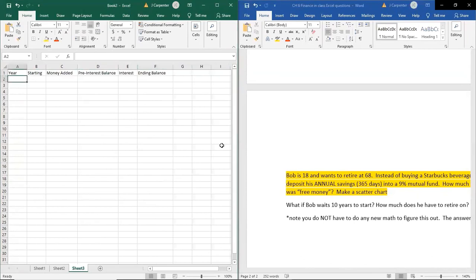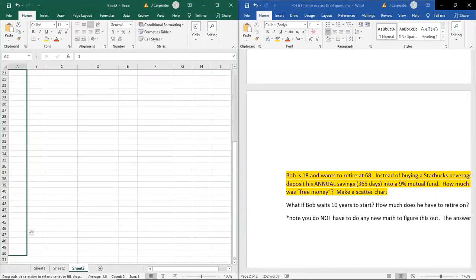And we're going to do this for 50 years because he's 18 and he's going to 68. Retirement age, full Social Security right now is 67. A lot of people's pensions and retirement plans, they say you're going to 67, maybe 62. Just depends on where you are in your life. So let's do this for 50 years.